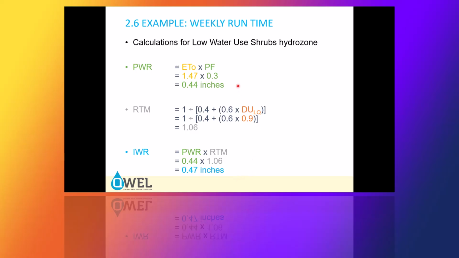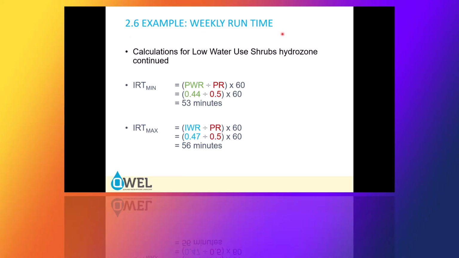So notice the difference here. Now, because this is low water use shrubs and they don't use a whole lot of water, there's not much of a difference in the application in terms of the plant water requirement versus the irrigation water requirement. If this was a high water use area, then you would see a significant difference between the amount of water applied in inches from the plant water requirement and the irrigation water requirement as applied in inches.